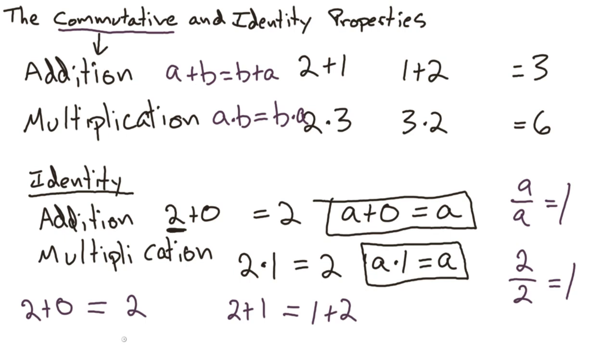Okay, so that's basically it for commutative and identity properties, and then this extra one with properties of 1 when you have a number over itself.